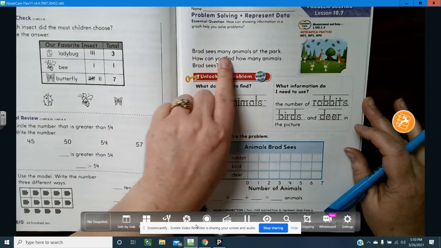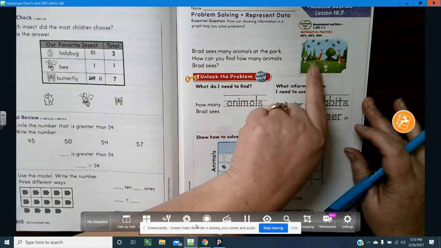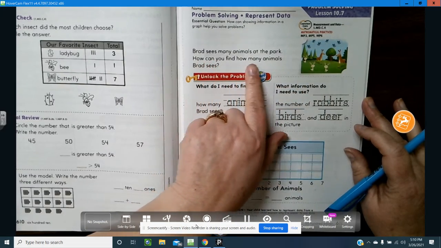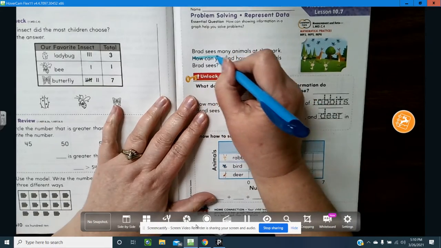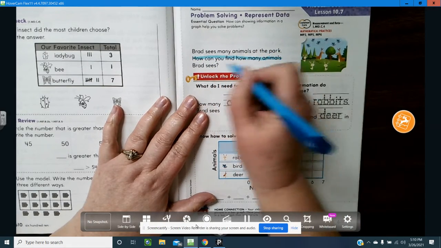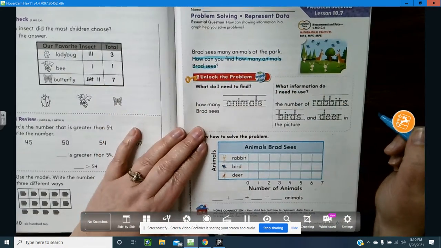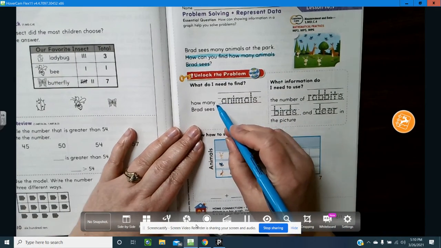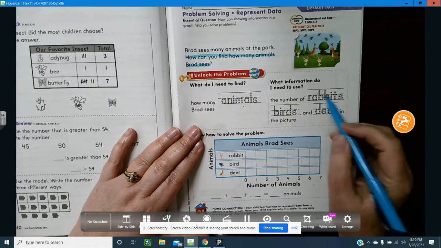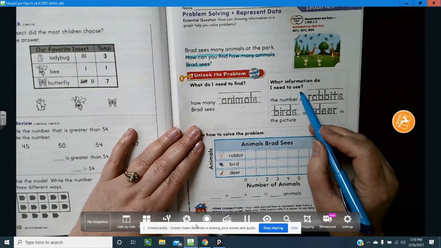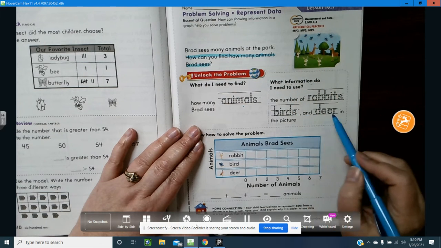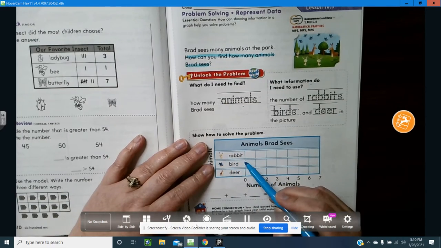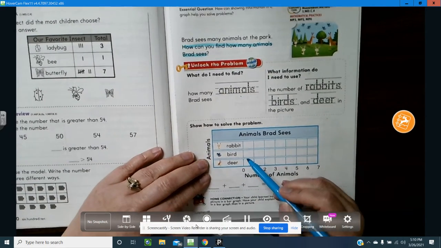This says, Brad sees many animals at the park. Here are all the animals. How can you find how many animals Brad sees? Well, what do you need to find? You need to find the animals. And then what information do I need to use? The number of rabbits, birds, and deer, because that's how you're trying to make your graph down here.